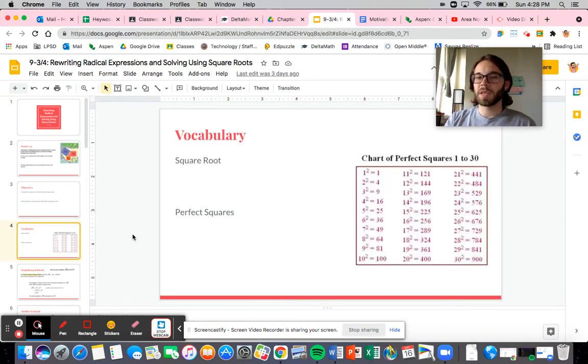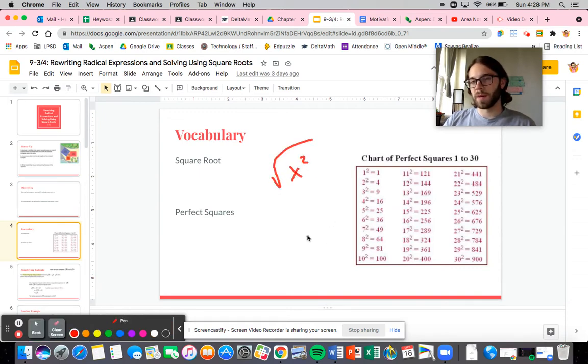Just as a quick reminder, the square root is what's undoing squaring, right? So if I had something like x squared, how do you undo that? Well, you take its square root, right? The square root undoes the square.